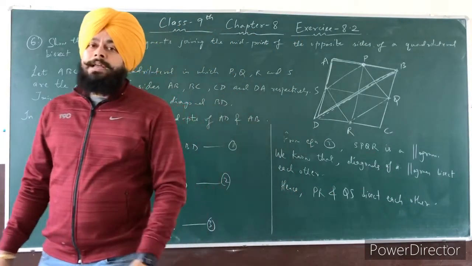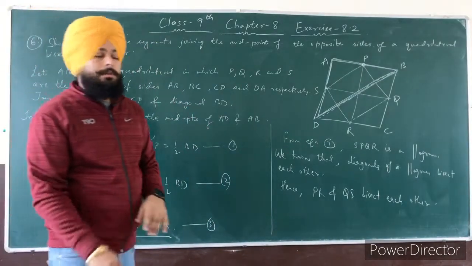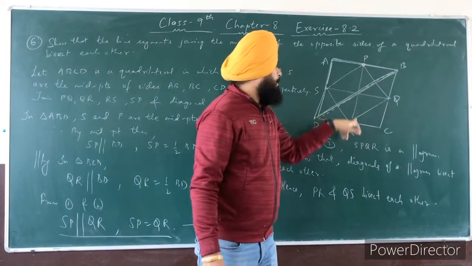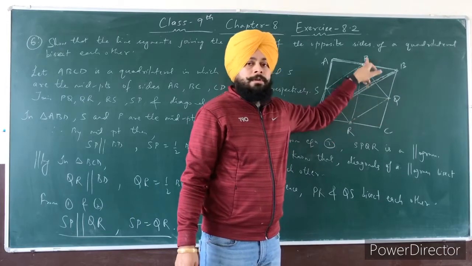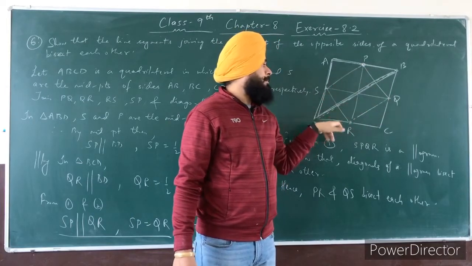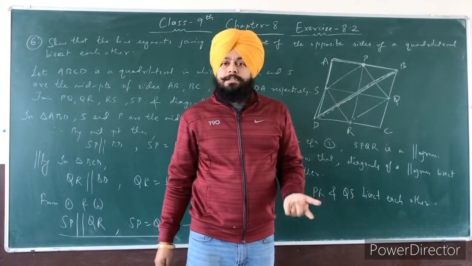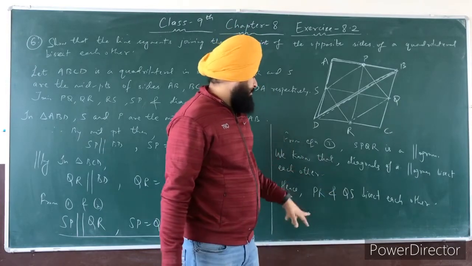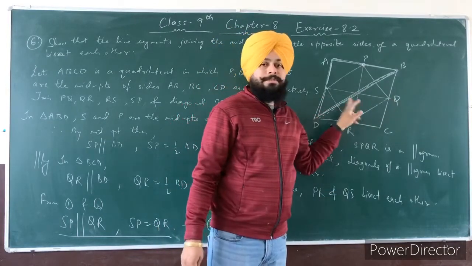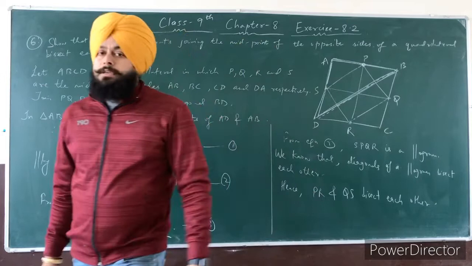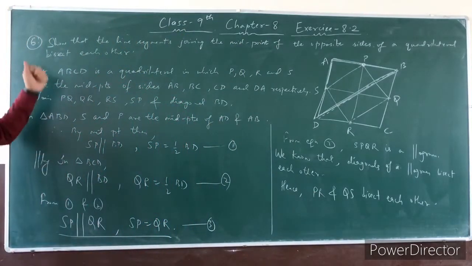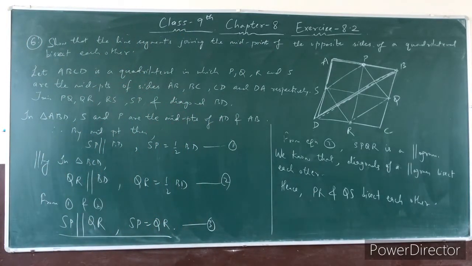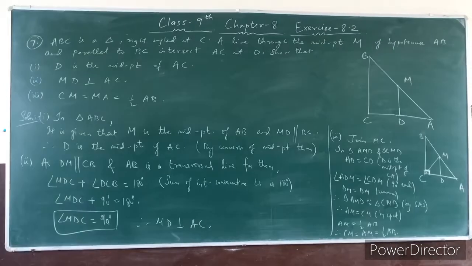And we know that the diagonals of a parallelogram bisect each other. So diagonals which one? Diagonal PR and SQ. It is a diagonal of this parallelogram SPQR. It bisects each other. So hence we can prove that PR and QS bisect each other. This is your question number 6.